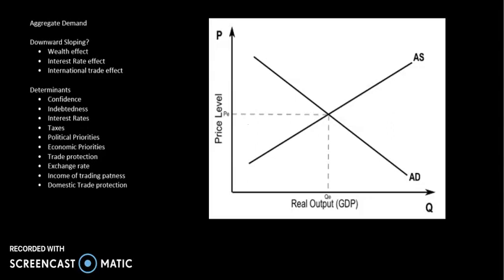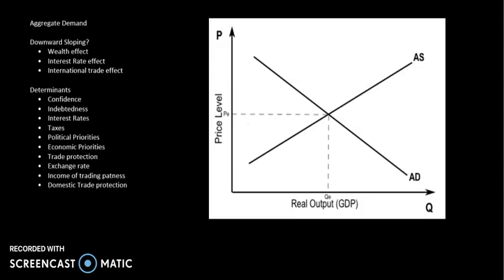Similar to microeconomic demand, aggregate demand is downward sloping. So as price level increases, real output in the aggregate demand decreases, and as price level decreases, aggregate demand increases. This is mainly due to the wealth effect, interest rate effect, and international trade effect.